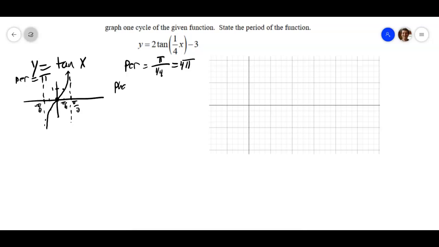Phase shift: there's no phase shift. That would be what makes the inside of the tangent 0, and x equals 0 does it. Vertical shift is the constant term, in this case minus 3.